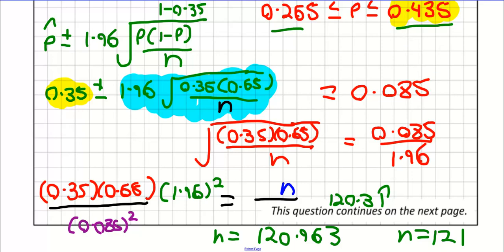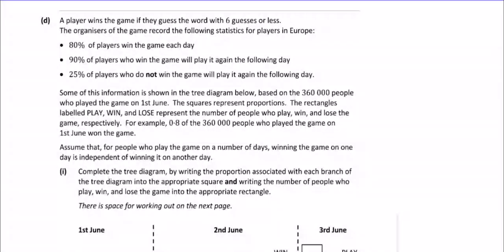All right. Now here we go. A player wins a game if they guess the word in 6 guesses or less. The organisers of the game record the following statistics in Europe: 80% win the game each day. 90% of players who win the game will play the game the following day. 25% of players who do not win the game will play the game the following day. Some of the information is shown on a tree diagram based on 360,000 people who played the game on June 1st. There's a lot of information there, and we're not going to use a lot of it, are we?